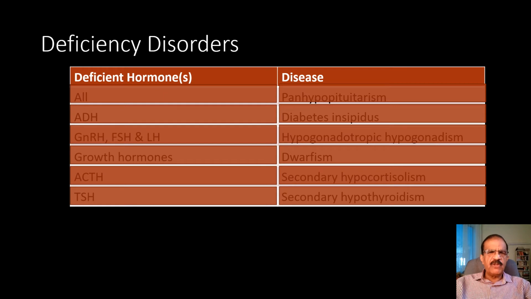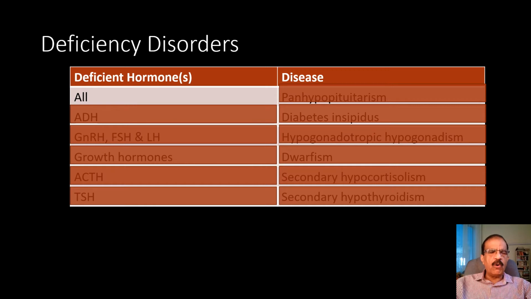Now, let's first review what these conditions could be. This is a relatively short video because we don't see hypopituitarism in adults very often. And so I think it will be very basic, but still important for students to know. Now, let's first figure out what these conditions would be like.